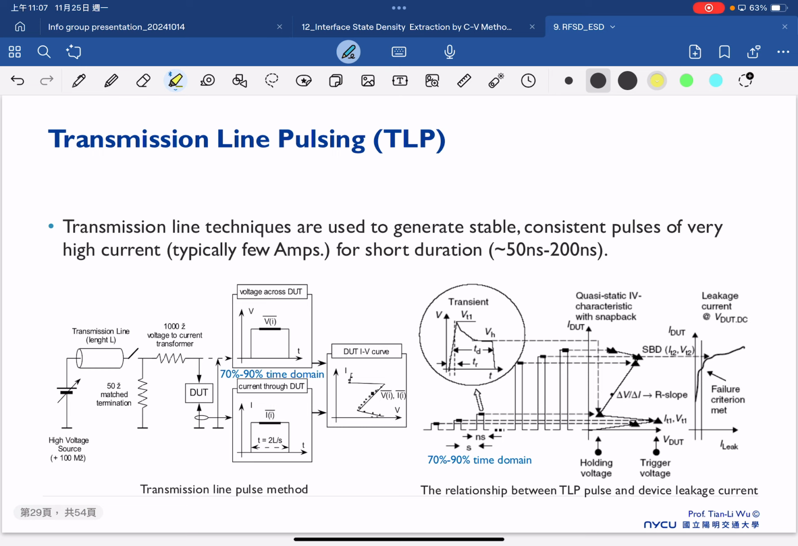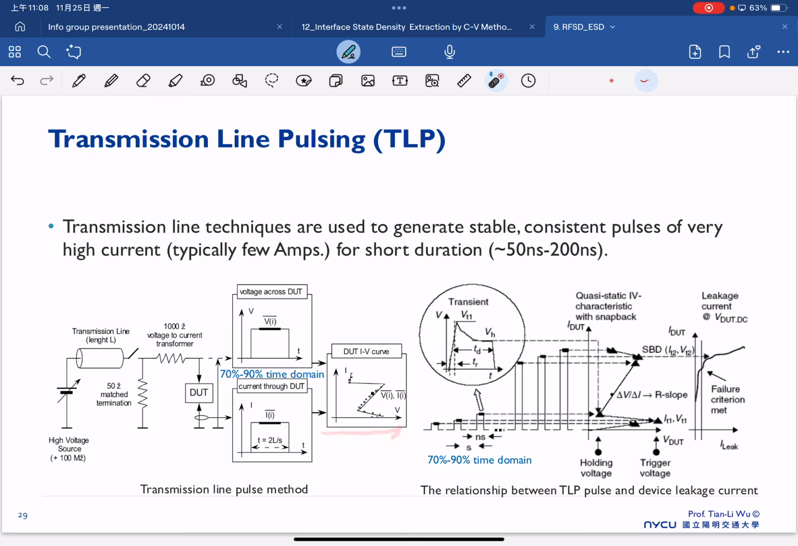So here is some more detail related to this transmission line pulsing. We use several transmission lines to generate a stable, consistent pulse for high current and short duration here. We won't talk too much about the details of the setup, but just let you know the concept. So we use a transmission line to generate the waveform here, and then depending on your voltage and current, in the end you can start to generate the IV curve of our device under test here.